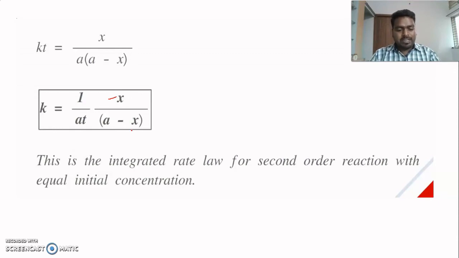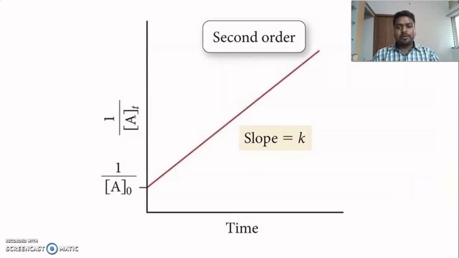Now let us draw the graph of 1 by (a minus x) versus time. We will get a straight line. So this is the graph of a second order reaction.